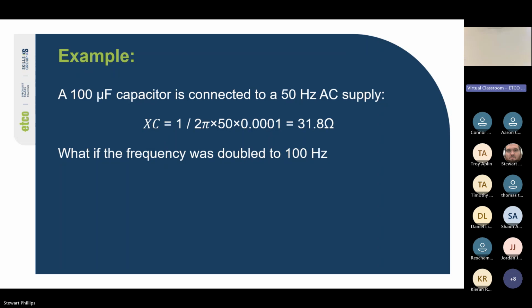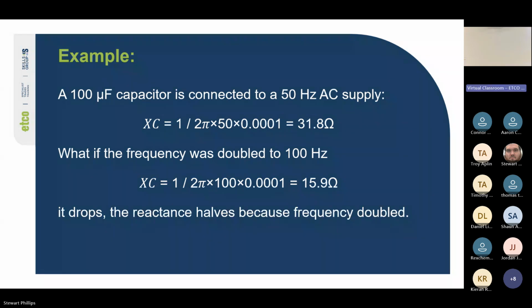Yep. So we would get 15.92, or the PowerPoint's decided to change it to 15.9 for easy. But yeah, so we could basically take 31.8, and we know if we double the frequency, we're going to halve our reactance. So in an inductor, if we increase the frequency, we get a higher reactance, whereas in a capacitor, if we increase the frequency, we decrease the reactance. Cool. So it drops and the reactance halves because the frequency is doubled.